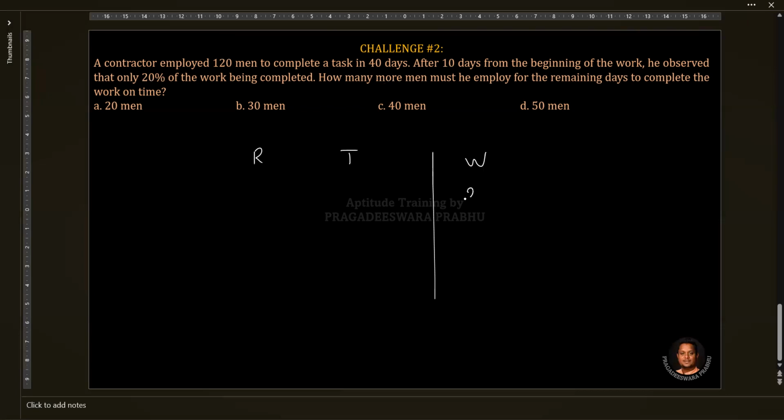work. So in the first scenario, 20 units of work is done. In second scenario, 80 units is done. And number of men in the first scenario is 120. In second scenario, let us keep it as x or 120 plus x. So in first scenario, time taken is 10 days. In second scenario, it is 30 days. So see here, from 120 to 120 plus x, you are multiplying with a value p. From 10 to 30, you are multiplying with 3.